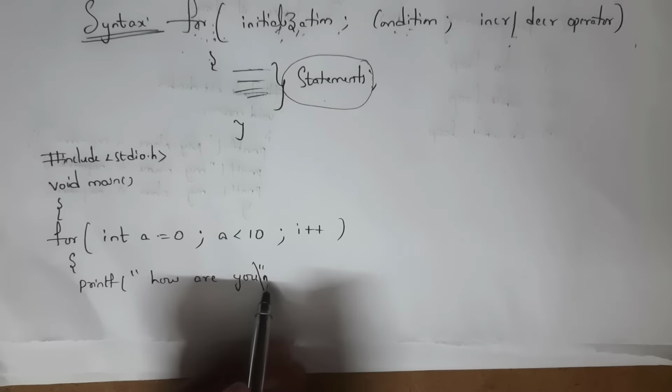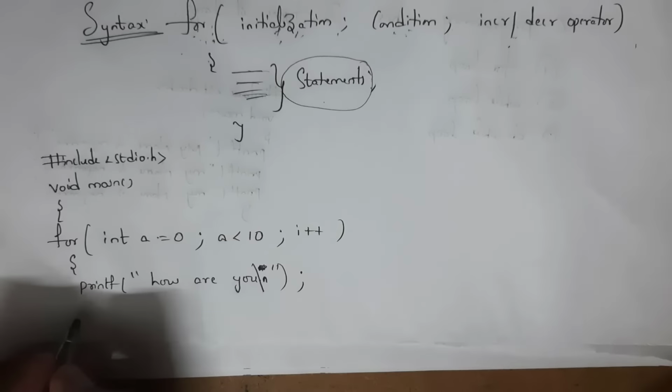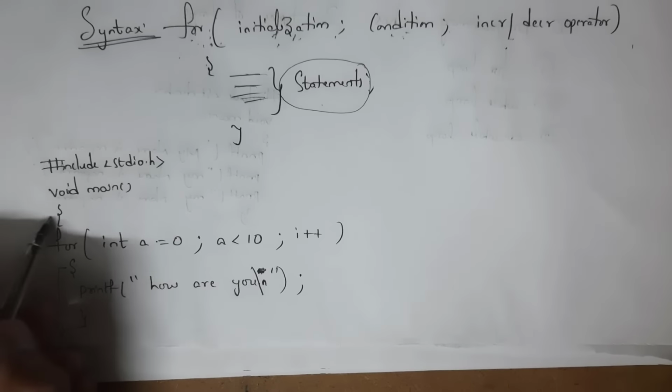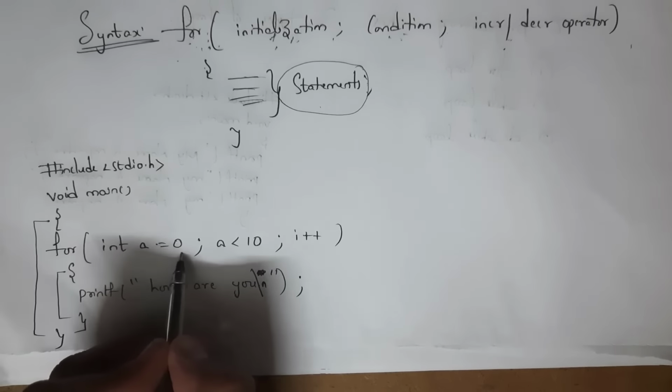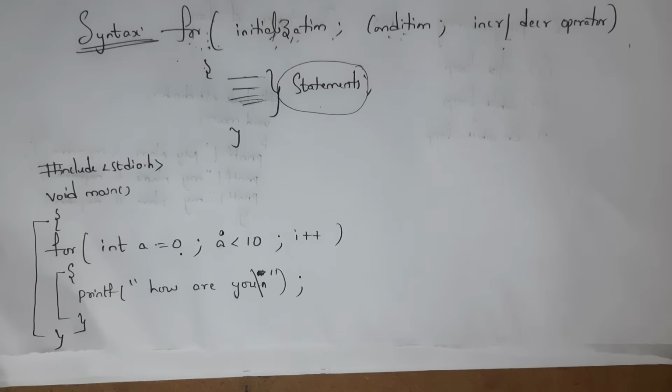So use here \n inside double quotations, close this double quotations, close bracket, semicolon, close this for loop, and at last close the main function. I have given the value of a as 0. So 0 is less than 10, the condition is satisfied. If the condition is satisfied, whatever statement is present inside the for loop will be executed.